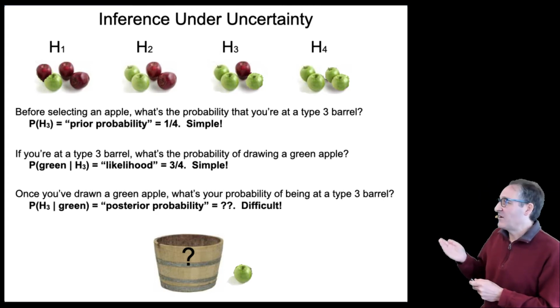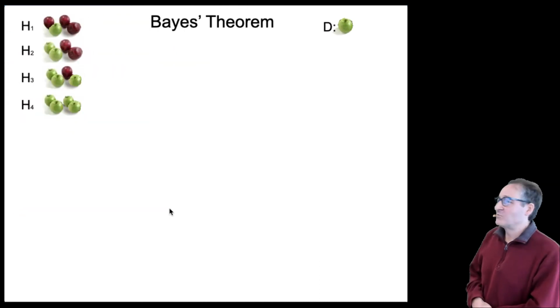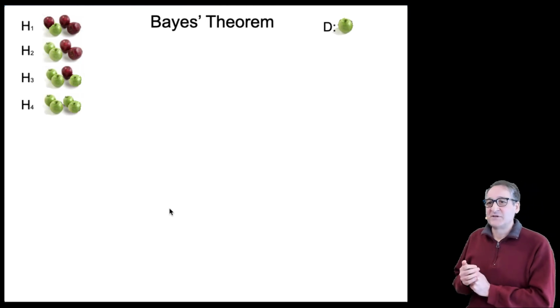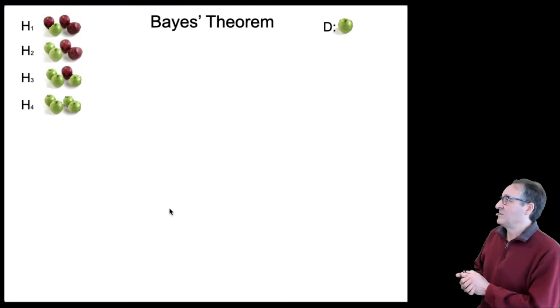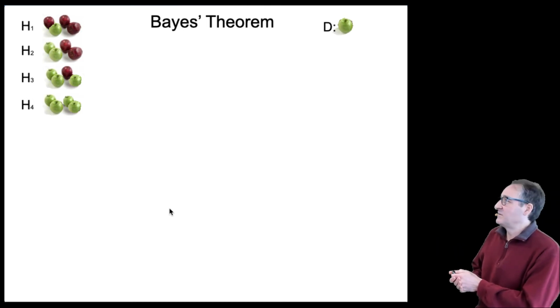It turns out we calculate it from the priors and likelihoods, but we can't just arrive at it all by itself. It's not obvious to us. So to arrive at the answer, what is P of H3 given green, or P of any hypothesis given the data, we follow some simple steps to do a Bayesian inference problem.